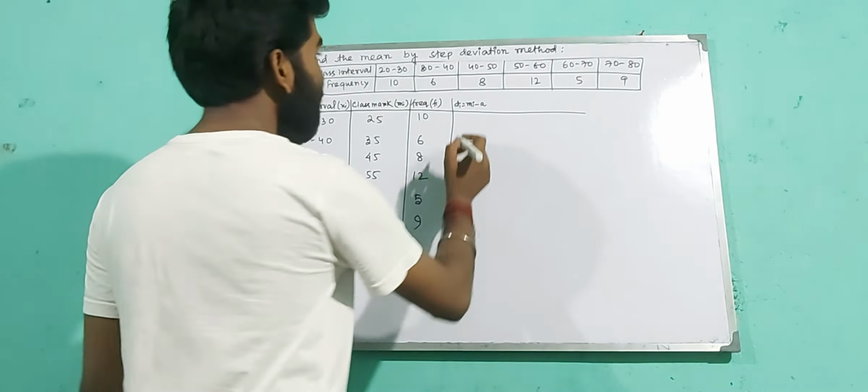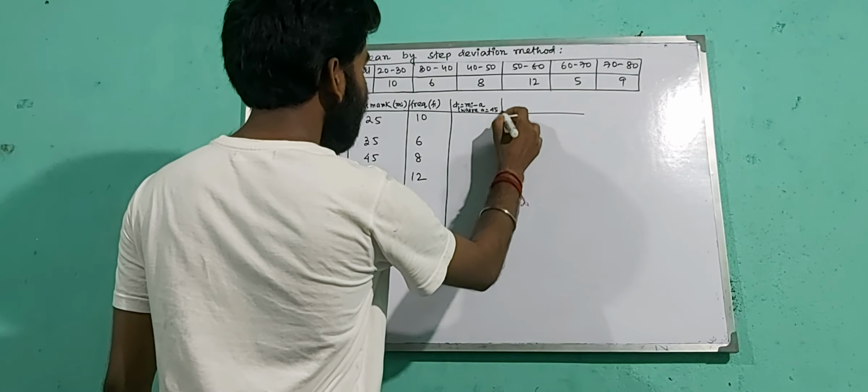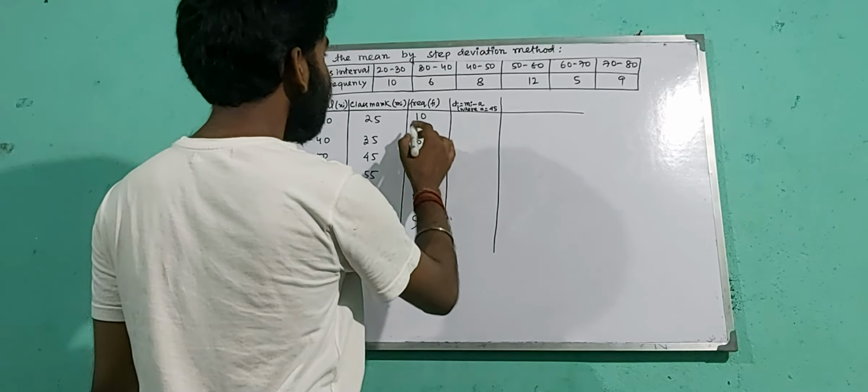Either 45 or 55, anyone you can take. What will you take? Take the 45. Okay, I am taking 45. Anything you can take. Take 45. Assuming it is 45. Okay, now just note it down.